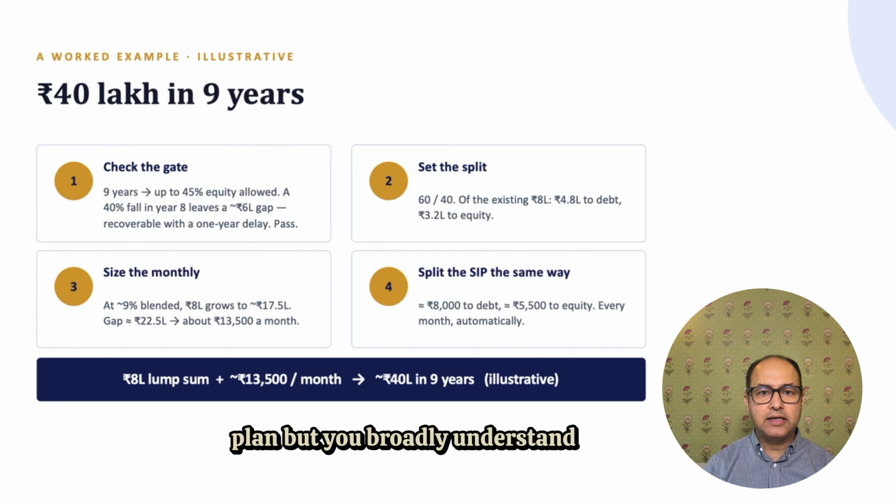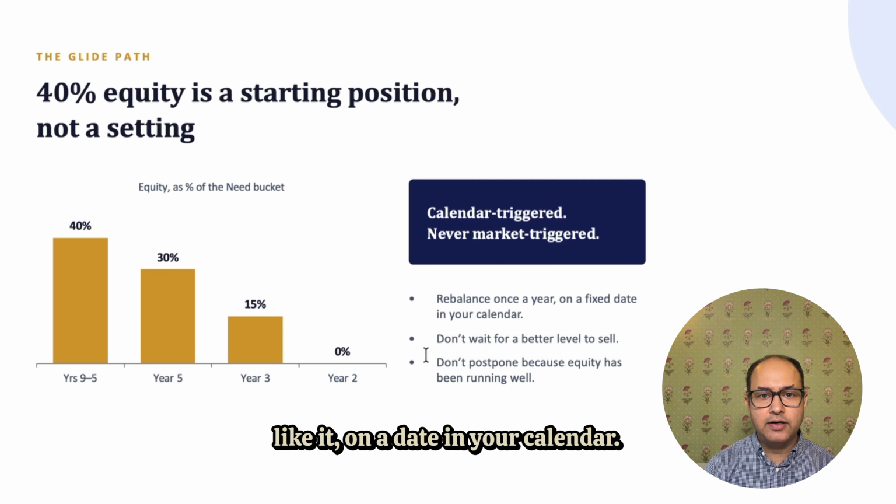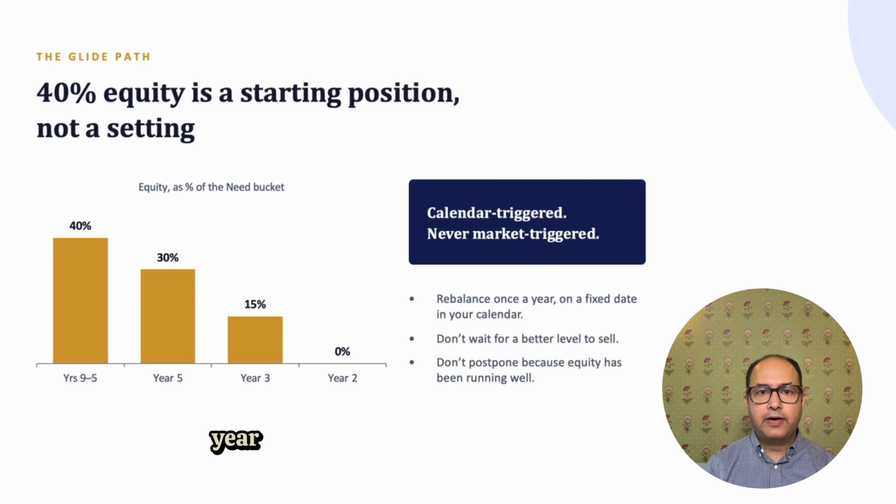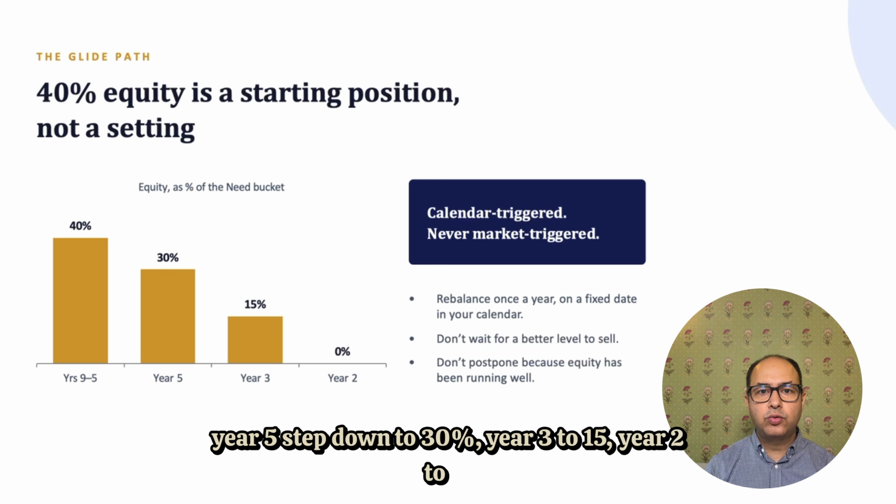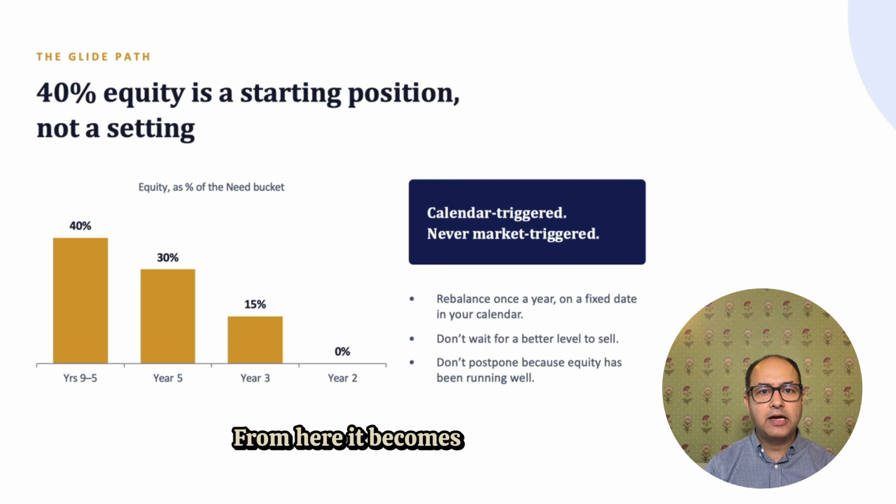The 40% is not a permanent setting. It's a starting position that must decay. Years 9 to 5 hold 40% equity, rebalance once a year on a fixed date, not when you feel like it, on a date in your calendar. Year 5, step down to 30%, year 3 to 15, year 2 to 0. From here, it becomes pure debt category allocation.